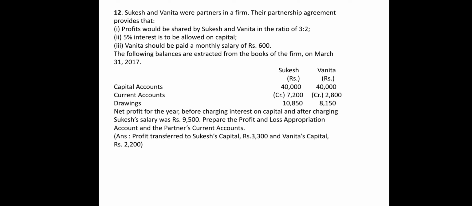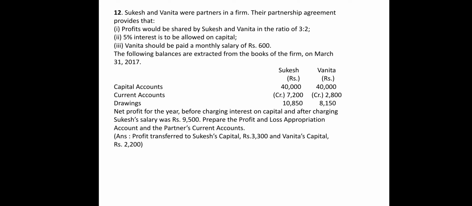Now we will be doing sum number 12. Sukesh and Vanita are partners, and their partnership agreement provides that profit should be shared in 3:2. 5% interest is to be allowed on capital. Vanita should be paid a monthly salary of 600 per month, and the balances extracted are as under. Capital of Sukesh 40,000, Vanita 40,000, current accounts 7,200 credit balance and 2,800 credit balance. Drawings are 10,850 and 8,150.